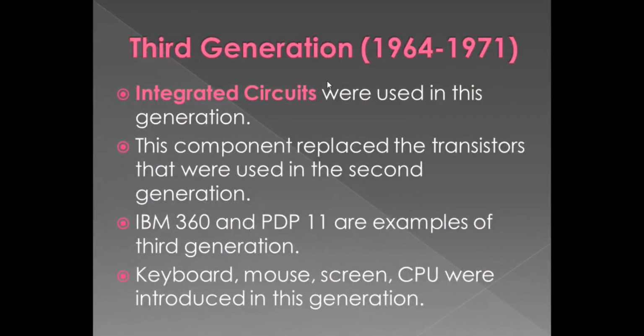Third generation computers. Third generation computers come in the year 1964 to 1971. In this generation, transistors were replaced with integrated circuits. IBM 360 and PDP-11 are examples of this generation. And in this generation only, keyboard, mouse, CPU, monitor were introduced.